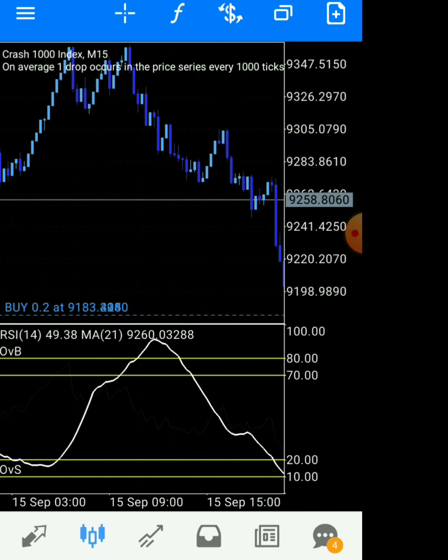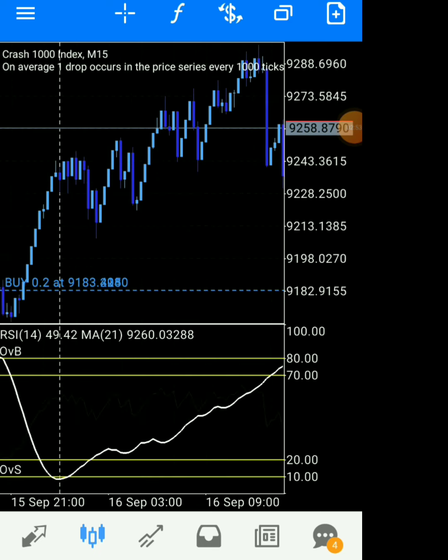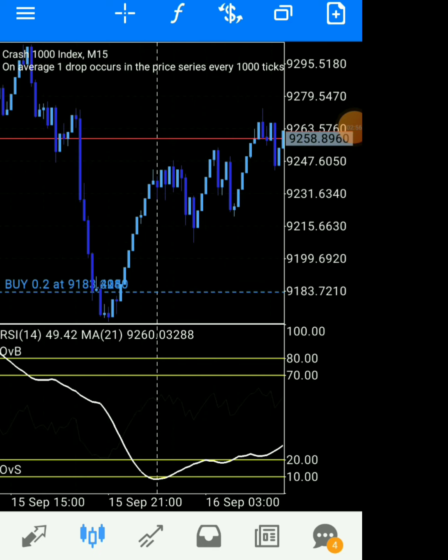So this is a 15-minute time frame, so you get to understand that this strategy works well on a 15-minute time frame. Zoom level, I'll take it deep in and bring it up 1, 2, and that's enough. Zoom level is 2. On the indicator we have the RSI and we have the moving average. I'll give you the settings once I'm done explaining how to follow this strategy.